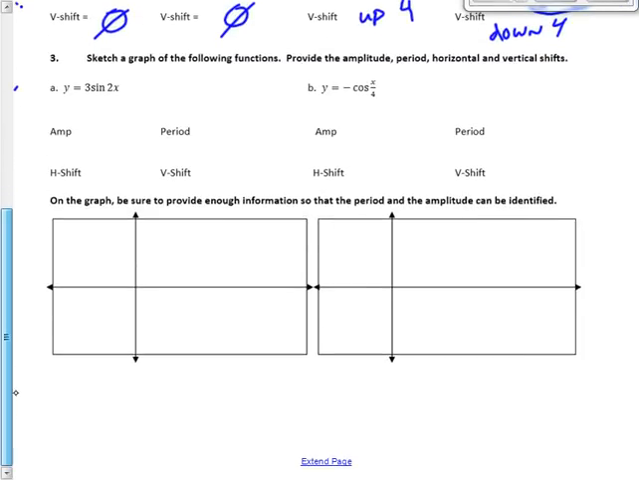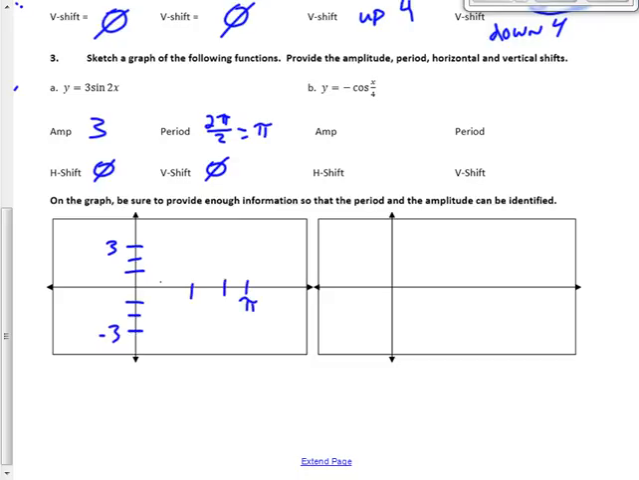The last part of this test is just sketching the graphs. So again, I'm doing all of the same stuff. I find the amplitude, I find the period, the horizontal shift, which isn't there, vertical shift, which isn't there. And so now I need to sketch this. So it goes up 3, and down 3.